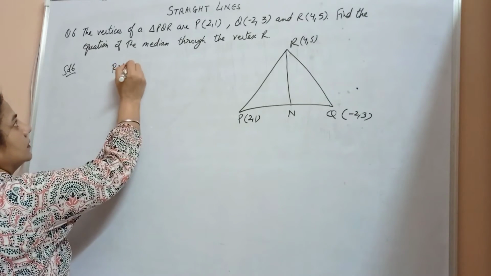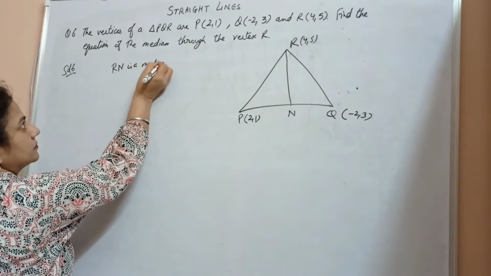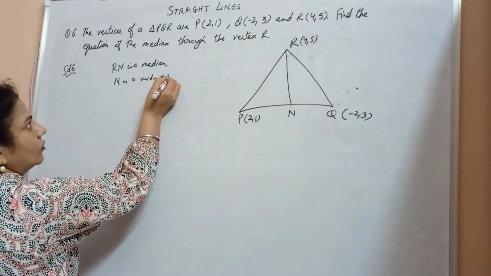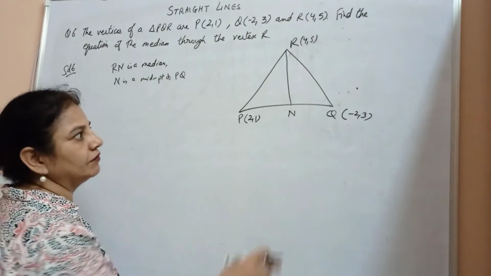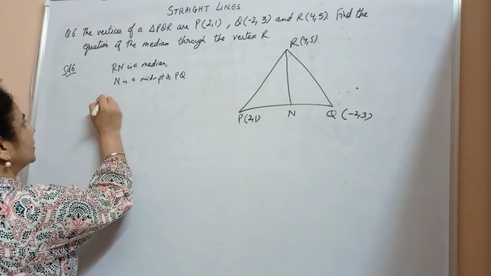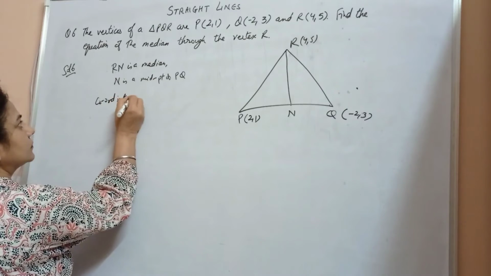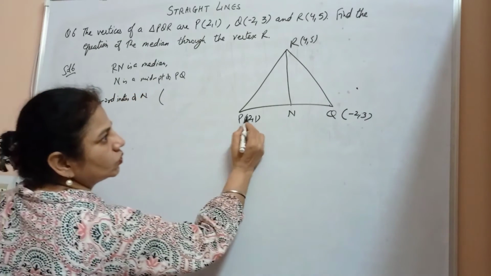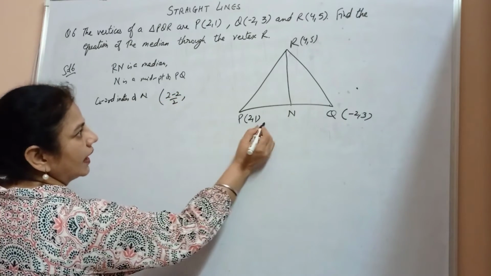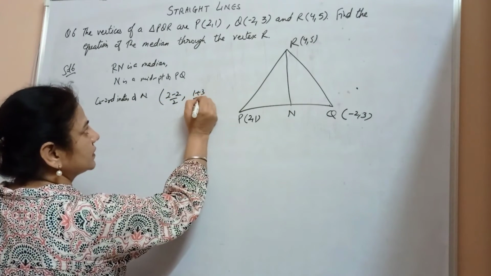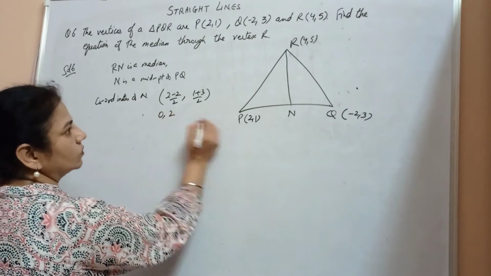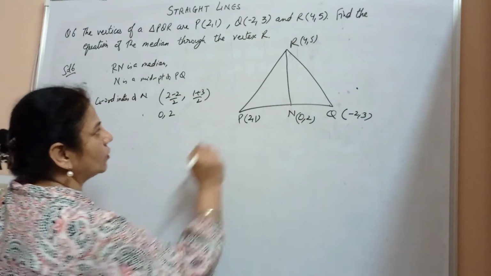RN is a median and N is the midpoint of PQ. So by the midpoint formula, we calculate the coordinates of N. That gives me the result: the coordinates of N are 2 minus 2 divided by 2 and 1 plus 3 divided by 2. That means the coordinates of N are 0, 2. So 0, 2 are the coordinates of N.